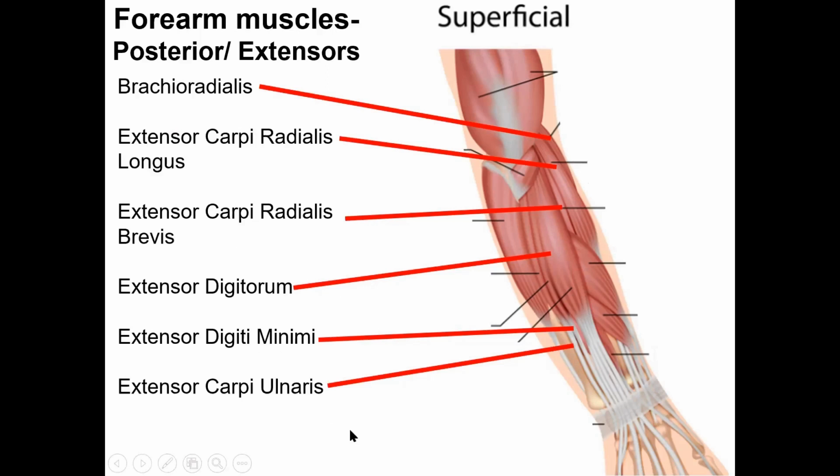They'll also have some other meaningful indicators. So digitorum means it's going to the digits. Digiti minimi means it's going to the small finger, the little finger, right? The pinky, and so on and so on. Carpi means that it's going to be crossing the wrist joint, right? Where the carpal bones are. So think about adding some meaning to the structures and also use the names to kind of guide you with that.